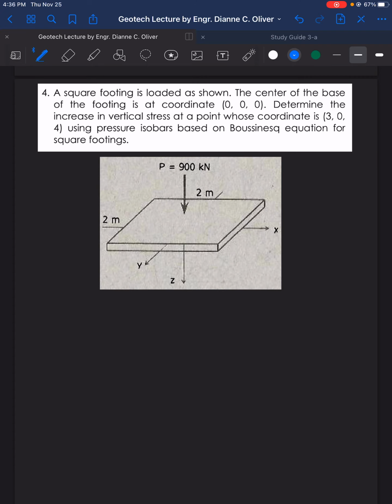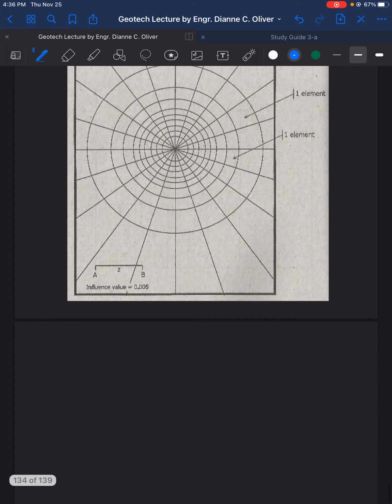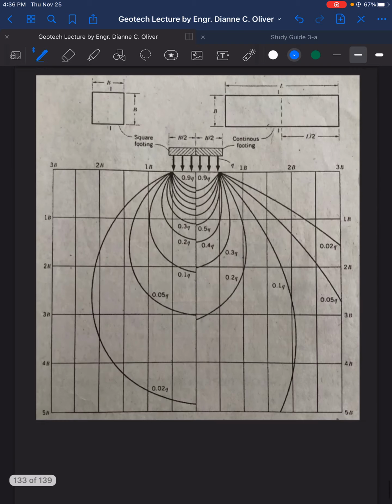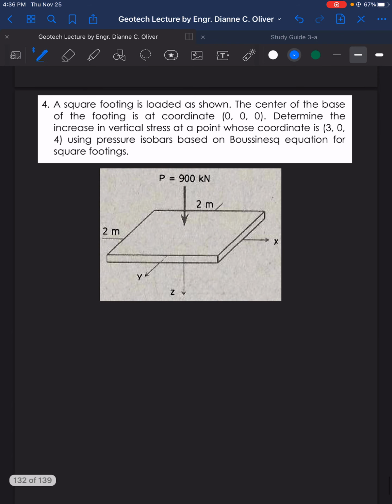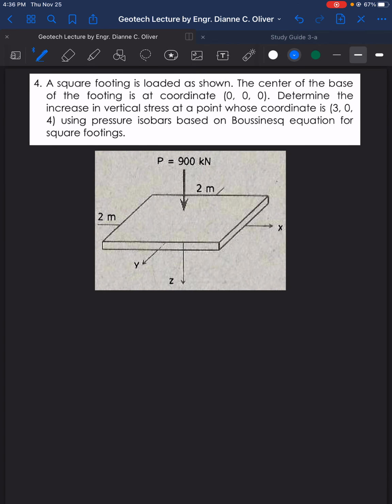So we have 2 more problems, 4 and 5. Okay, last 2. Number 4, a square footing is loaded as shown. The center of the base of the footing is at coordinate 0, 0, 0. So this is the center, I think.